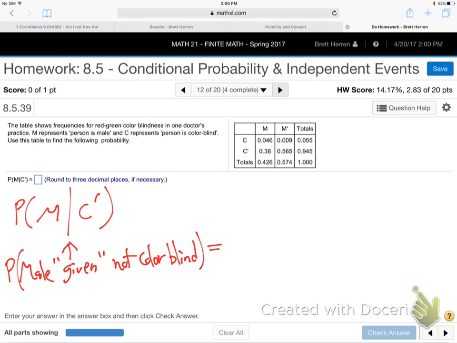It's the condition. It's called a conditional probability. That's what the title of the section is, conditional probability. We're given the following condition. What's the probability you got a male given that you've got somebody not colorblind? So that'd be like saying, hey, I went to the doctor's office. I ran into one of Dr. Jones's patients, and by the way, they were not a colorblind person. We're given that information. What's the chance it was a male? That's what they're asking.